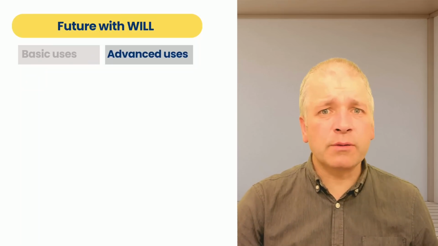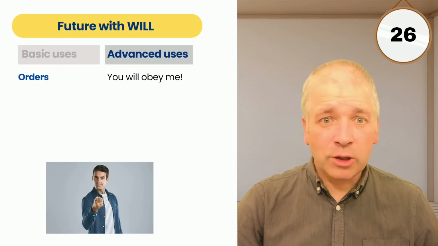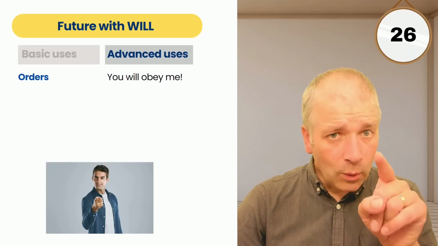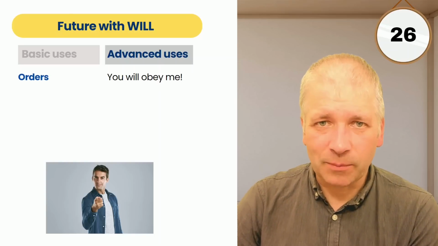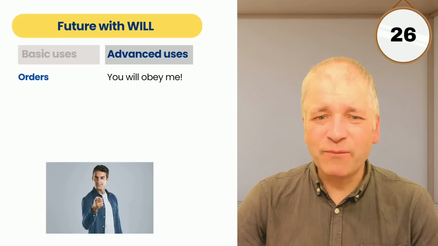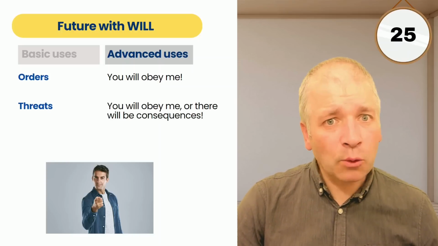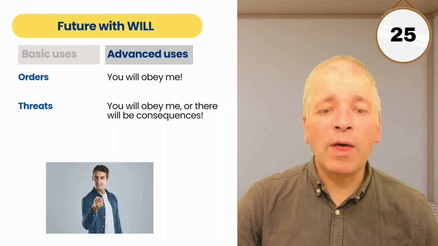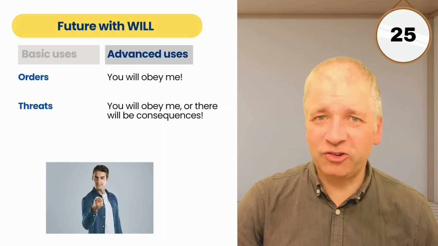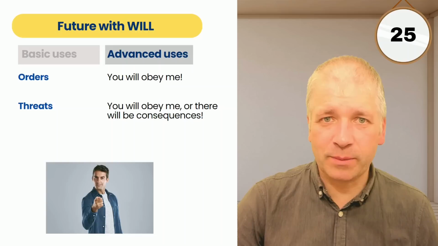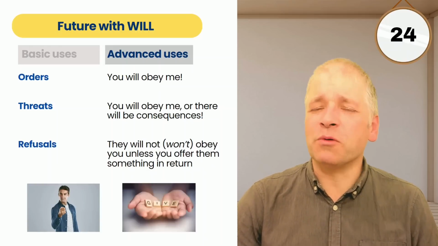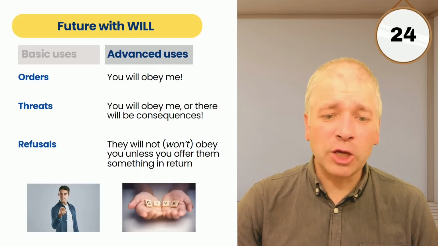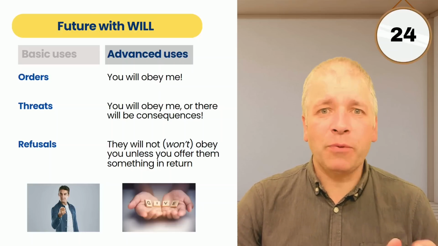Let's look at the advanced uses of will now. Orders use will if it's an order for the present or the future. You will obey me, this man is thinking. It's an order, and will emphasizes the order. Threats also go with will. Let's expand this sentence. You will obey me or there will be consequences. So will suggests the threat coming afterwards. But will is also used to refuse these orders and threats. They will not or they won't obey you unless you offer them something in return.